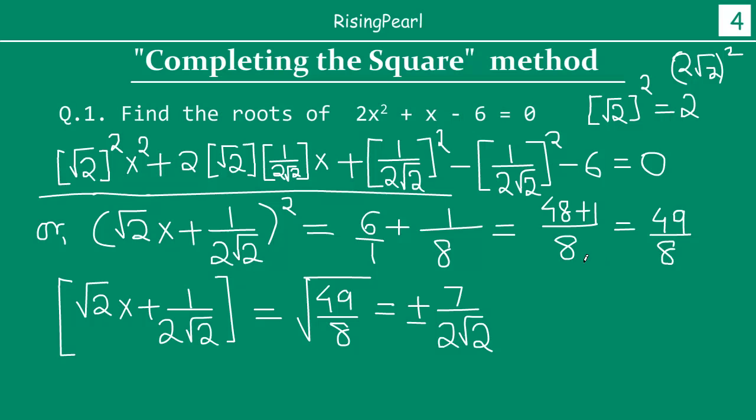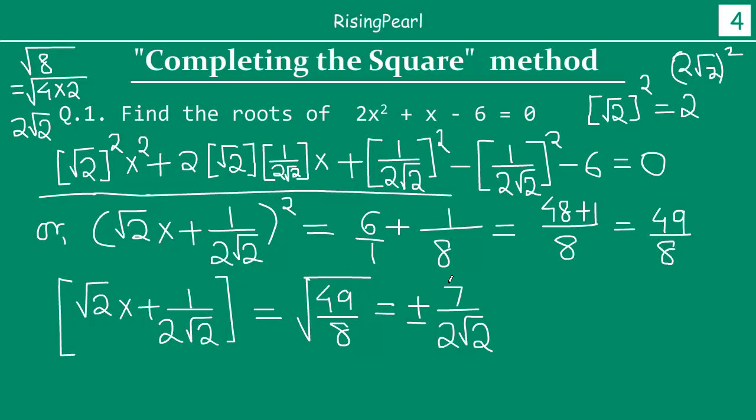So why 2 square root 2? Because square root of 8 is equal to square root of 4 times 2. So 2 will come out from here, and you will have 2 square root 2. So square root of 8 is 2 square root 2, which is what we have in the denominator, plus minus. Because again, if you take plus 7 by 2 square root 2 whole square, you will get 49 by 8. If you take minus 7 by 2 square root 2, you will still get 49 by 8.